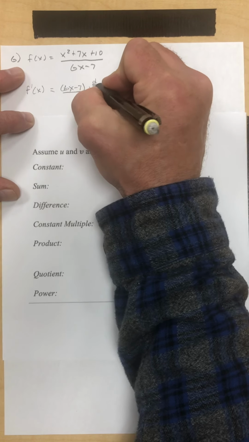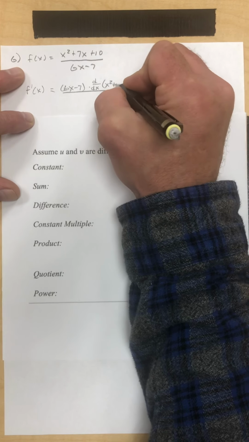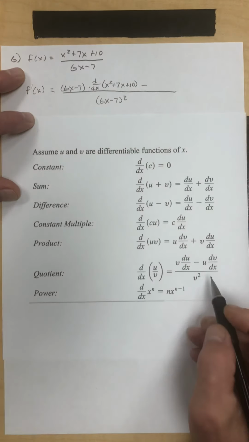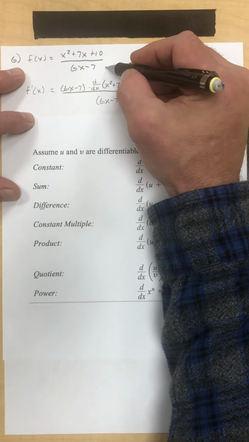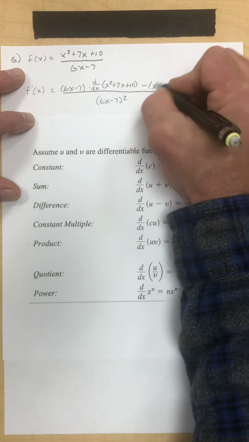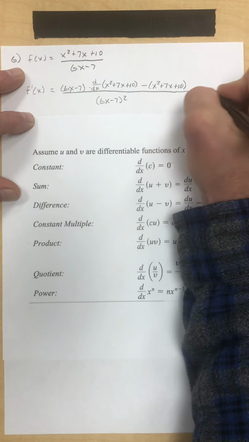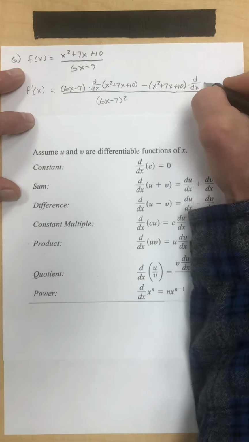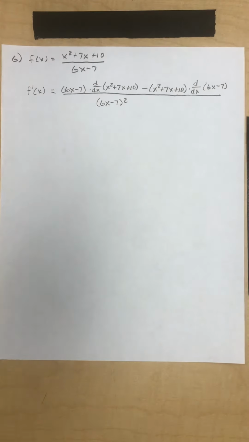times the derivative of the numerator, x squared plus 7x plus 10, minus, right here would be the numerator times the derivative of the denominator. So it would be the numerator times the derivative of the denominator. Okay, so I'd have x squared plus 7x plus 10 times the derivative of the denominator, 6x minus 7. Okay, then it's just a matter of calculating some simple derivatives and simplifying.